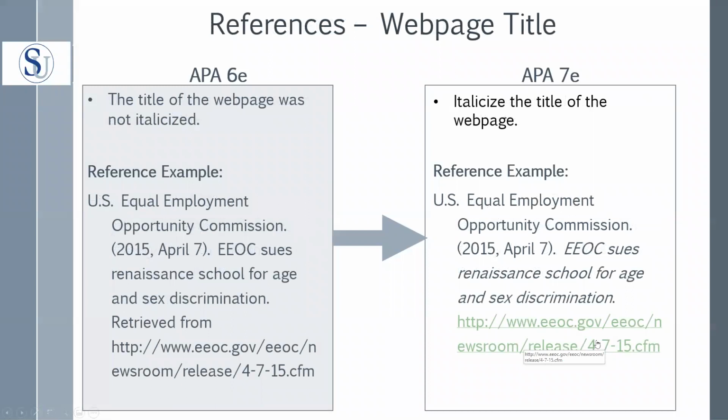Next, let's talk about differences in web pages and what a student will see in web page differences. So the first one, if you notice in the APA 6th edition, in the title field, when a student would type the name of the web page they were looking at, they would not italicize it. However, in the 7th edition, the title of the web page is now italicized.